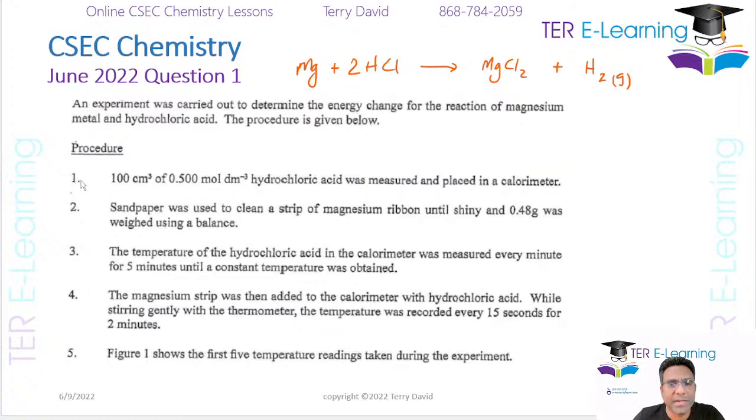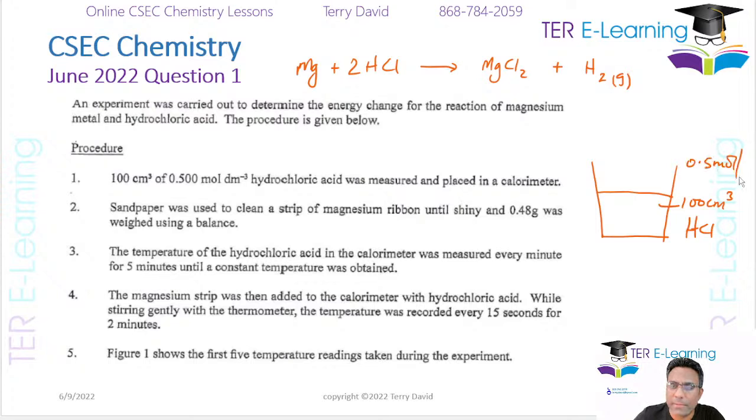The procedure: 100 cm cube of 0.5 mole per dm cube hydrochloric acid is placed in a calorimeter. So basically, we have a styrofoam cup, right? Let's try to understand what's happening in the question. You have a styrofoam cup with 100 cm cube, and this is your HCl. The concentration of this HCl is 0.5 mole per dm cube, right?